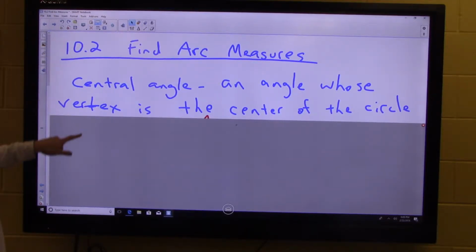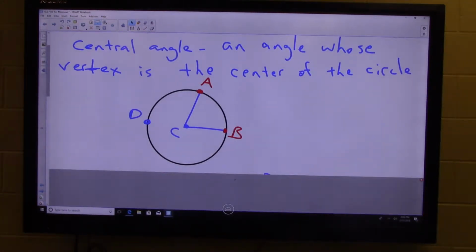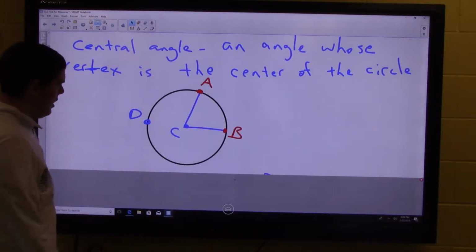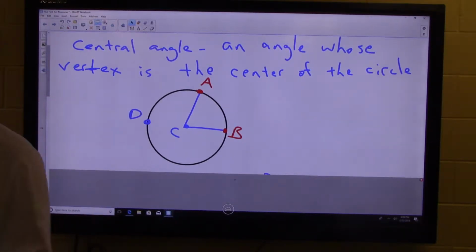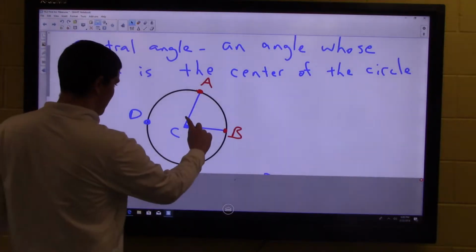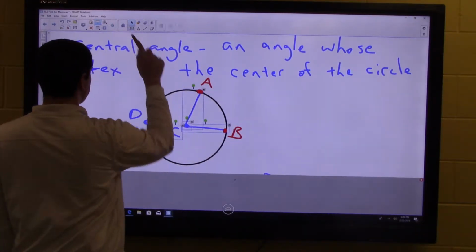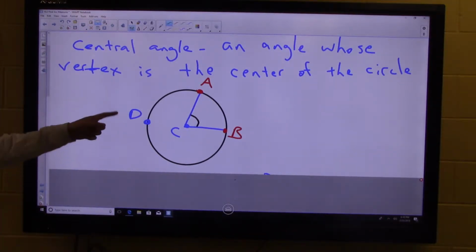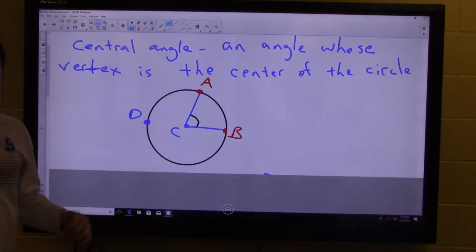So here we go. Here's a picture of it. That is an example of a central angle. Let's say C is the center of this circle. It's going to divide the circle into two arcs. Whatever this angle is doesn't really matter for our purposes right now. It splits the circle into a major arc and a minor arc.